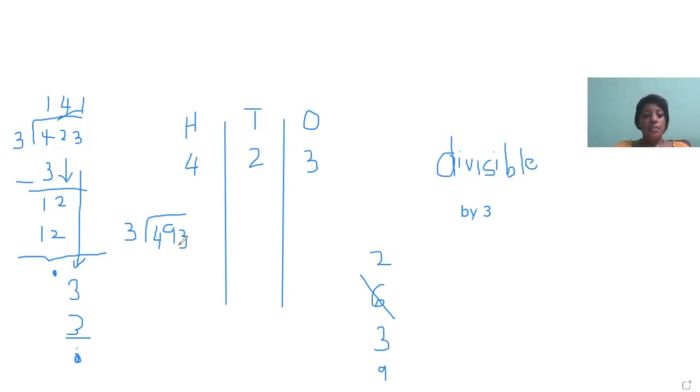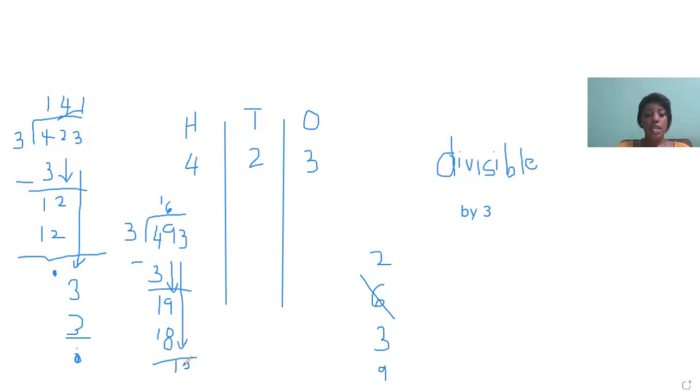3 into 9 is 3, 3 into 4 is 1 again, 1, 3, 3, subtract, bring down the 9. 3 into 19 is 6, 6 times 3 is 18, subtract, I'll leave a 1. And also when I bring down, sorry, I was bringing down, but I wasn't demonstrating.